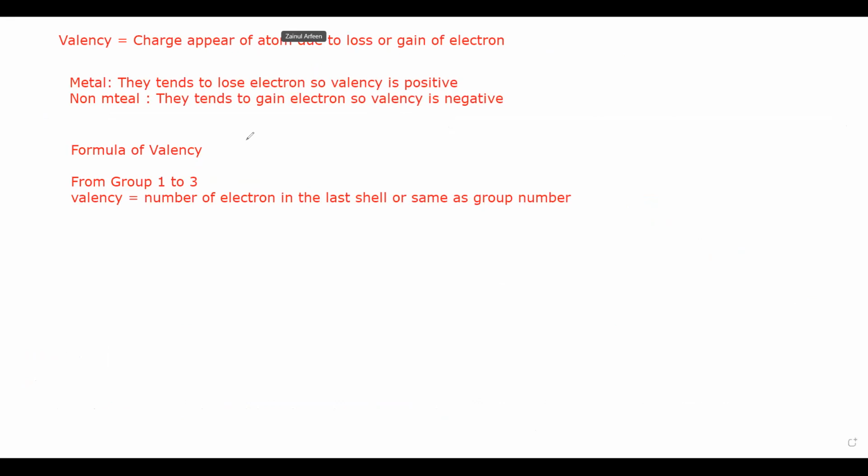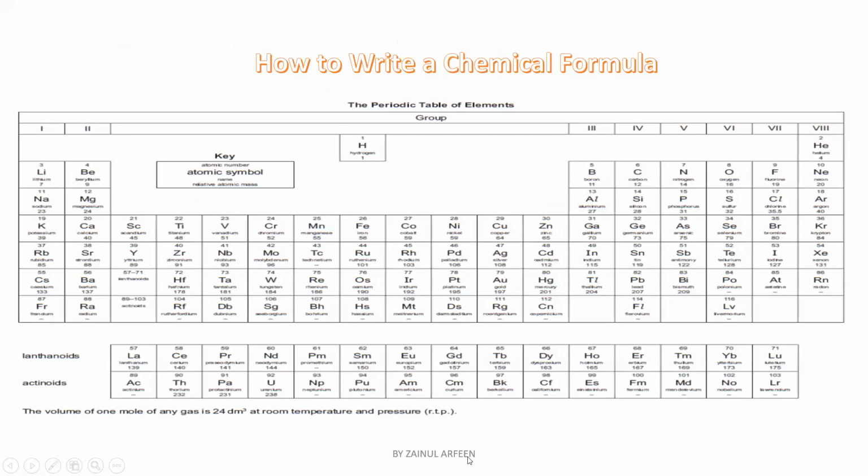The term valency means the charge appear on atom when they tend to lose or gain electron. Because atoms, when they react, some of the atoms will lose electron and some of the atoms will gain electron. So for group 1, when they react with the substance, they tend to lose one electron. So as it loses one electron, what will be the charge on them? The charge will be plus 1 during a reaction.